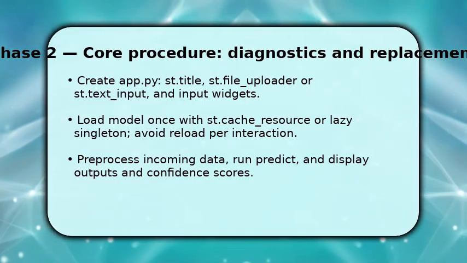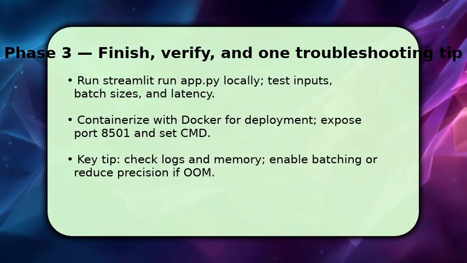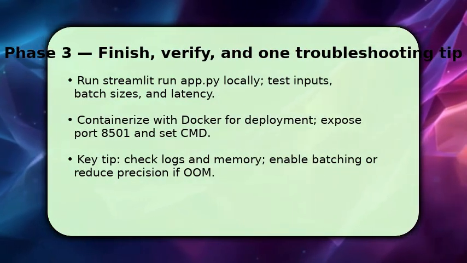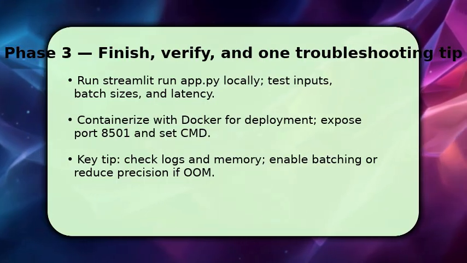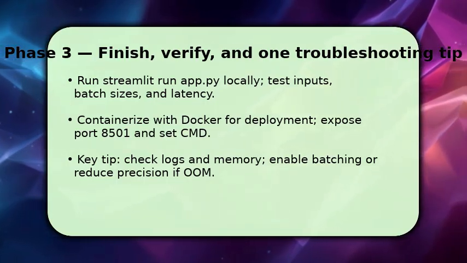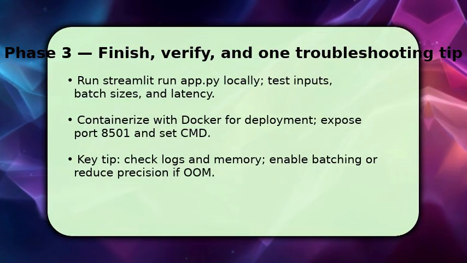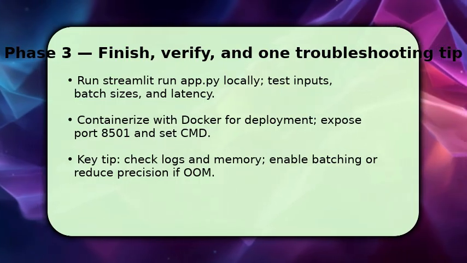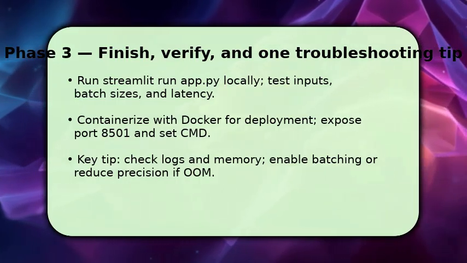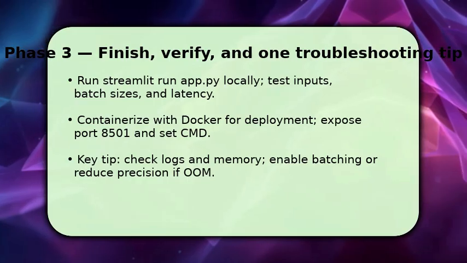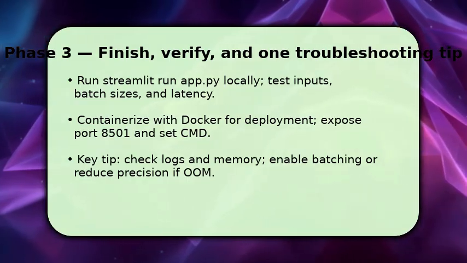You finalize by running streamlit run app.py locally and exercising typical inputs to measure latency and memory use. Once satisfied, containerize the app with a lightweight Dockerfile, expose port 8501, and deploy to your host or cloud container service. Make sure to set environment variables for secrets and choose model precision appropriately.